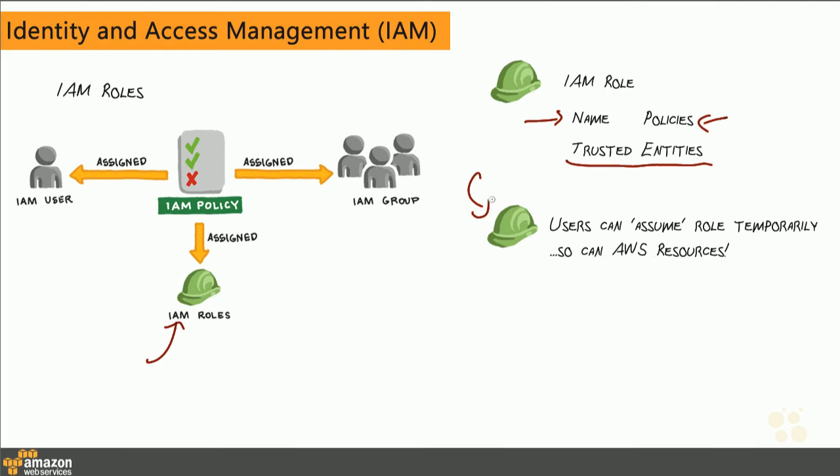In order for this to happen, that user has to be listed inside of that role's trusted entities. The role has to trust that user before it will let them put on the hat. And this is very important: some AWS resources can also put on a role, or can also wear that hat.